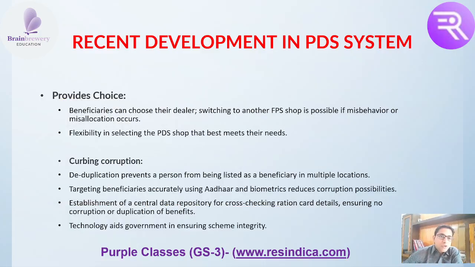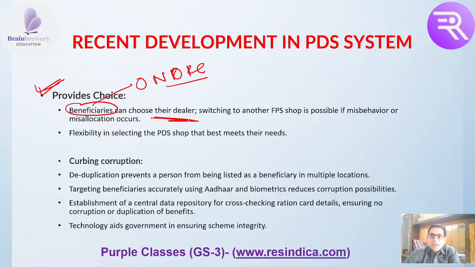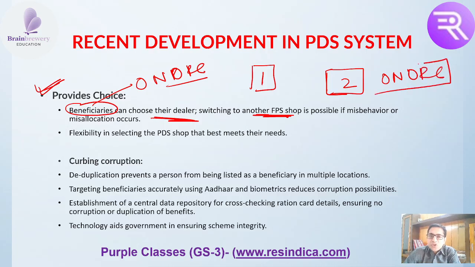Okay, so it also provides choices. Beneficiaries who have One Nation One Ration Card can choose their dealer and switch their fair price shop. Like, if I don't want fair price shop 1, I can go to fair price shop 2. Just because I have One Nation One Ration Card, I can switch my dealer and the fair price shop, because my data will be seeded everywhere. So it will be properly on record that I have already taken my PDS. So there is flexibility in working there.